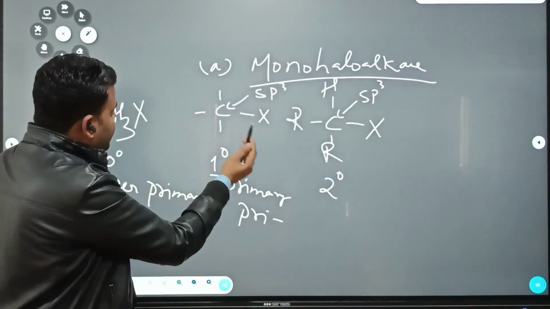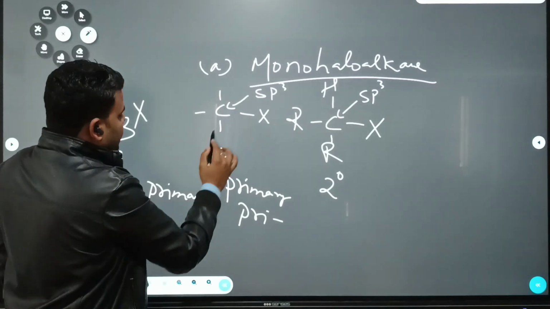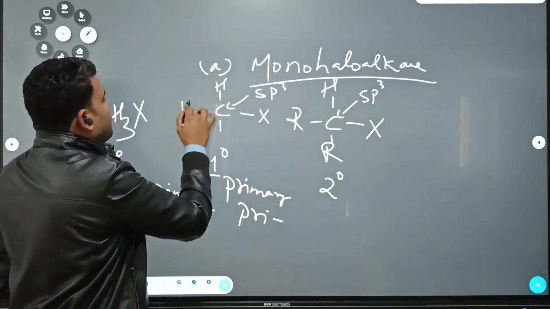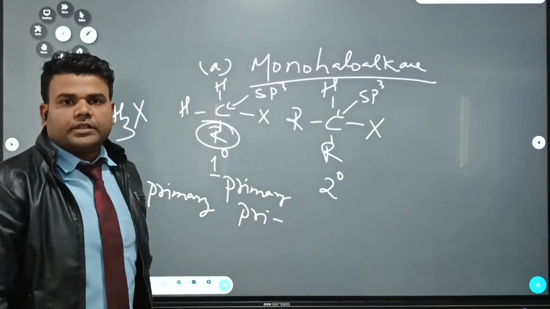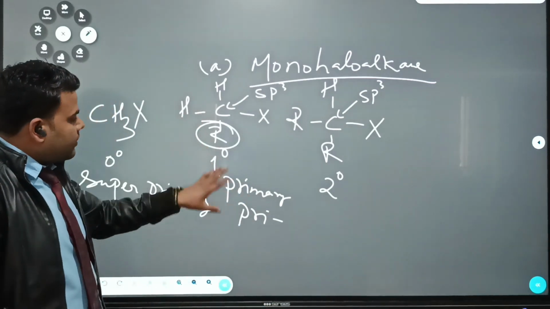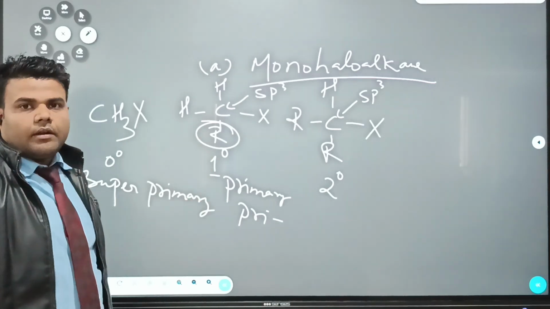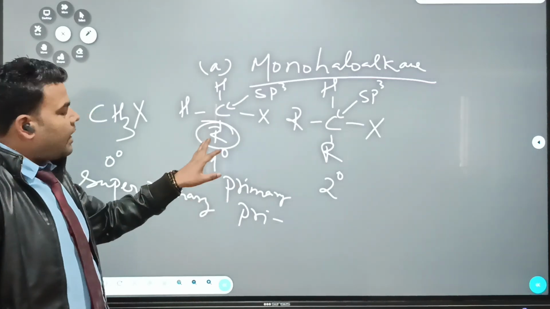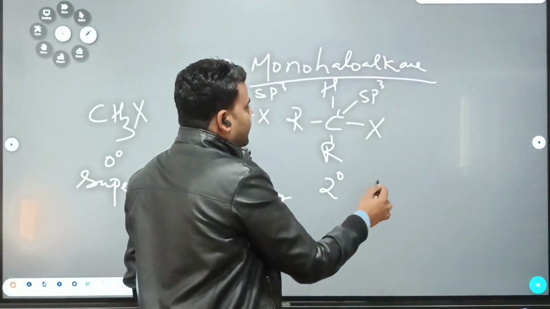Now let me tell you one more point regarding this one, okay, that in case of primary, okay, at least two hydrogens should be there and one carbon group must be attached there. Okay. That is the condition for monohaloalkanes to be called primary haloalkane. Okay. R basically stands for any carbon group. Okay. Next, so secondary is done here.